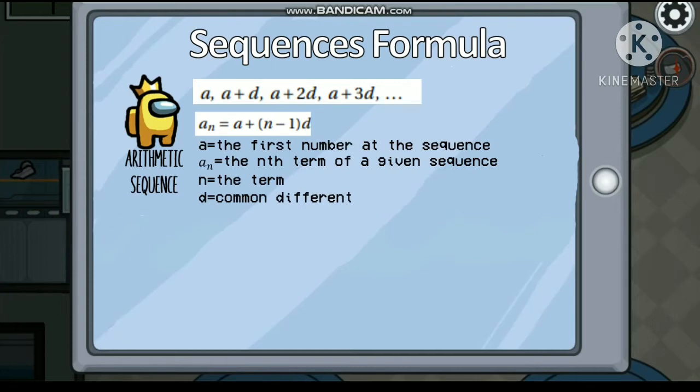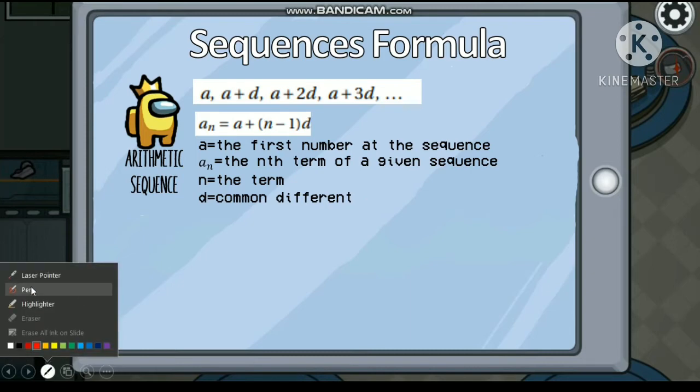Okay, there is the symbol a, the first number of the sequence. We see that an is the nth term of a given sequence. Okay, the n is the term. d is the common difference.